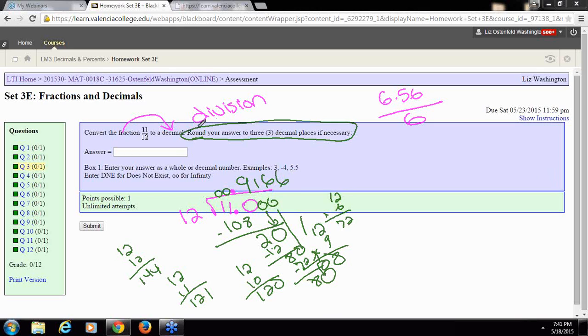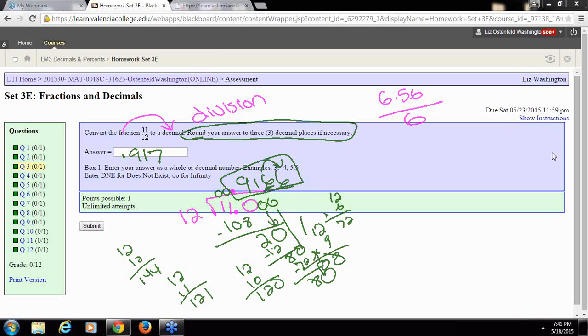Now, if it says round your answer to 3 decimal places, then I have to go out 4 digits because I need a number to look at. If this 6 right here is in my 3rd decimal place, I need to look at this 6. So what's going to happen to my 6? Is it going to go up or is it going to stay the same? Up. So I should get a 0.917.